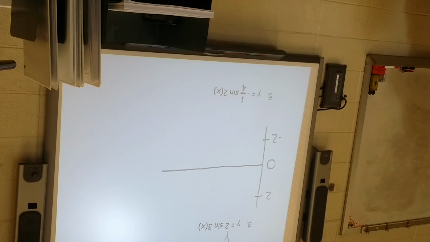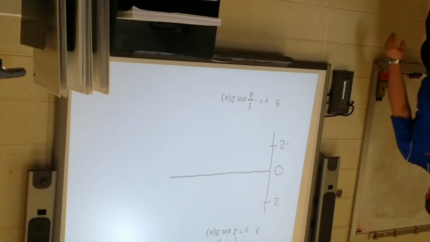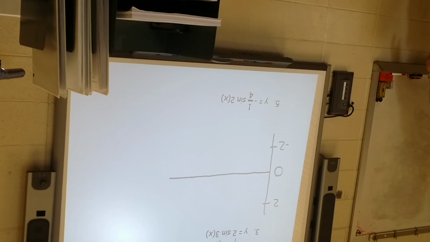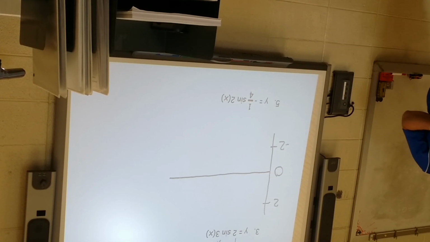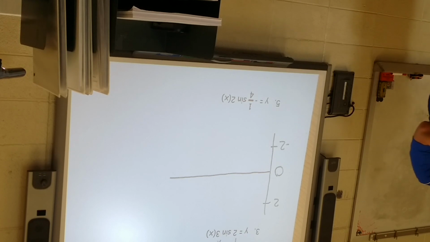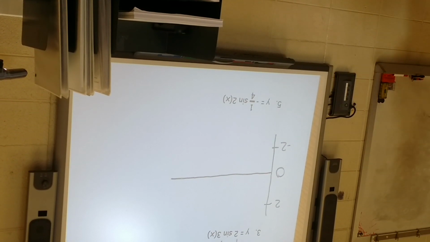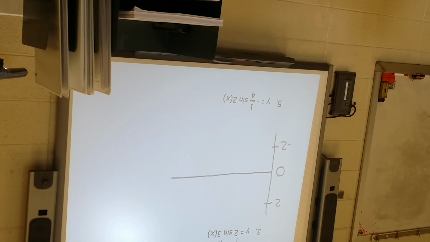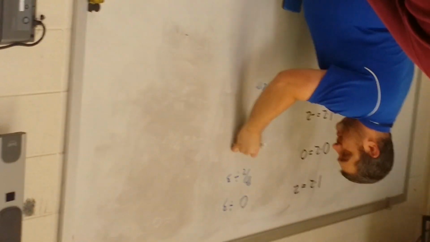The 2 is affecting the y values. That means the 3, the one that's inside, is affecting the x value. But if it was outside like the 2 is, then it would affect the y value. So x's, do they do the same thing or the wrong thing? Wrong. They do the wrong thing. So all of our x values, we have to divide them all by 3.